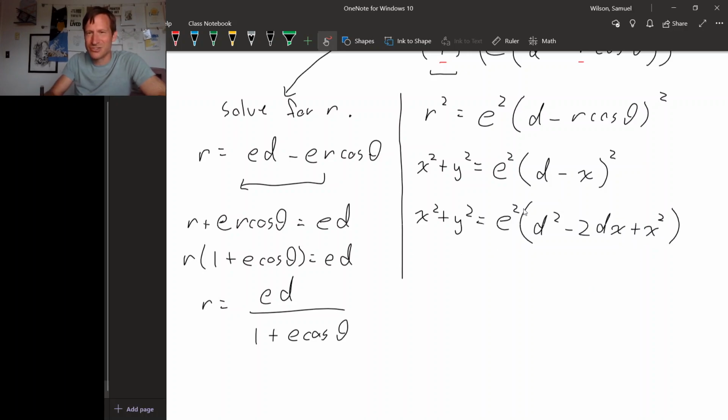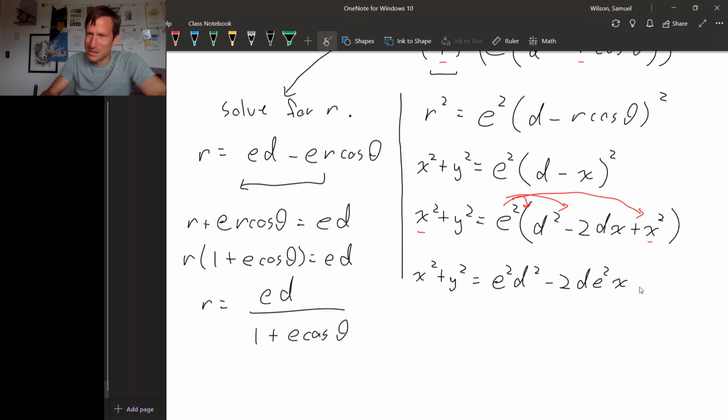Okay, now we need to distribute. If this does turn into a conic section, we're going to have to combine these x squared terms. So we need to start by distributing this e squared so that we can get our x squareds together. So on the left-hand side, x squared plus y squared equals e squared d squared minus 2de squared x plus e squared x squared.